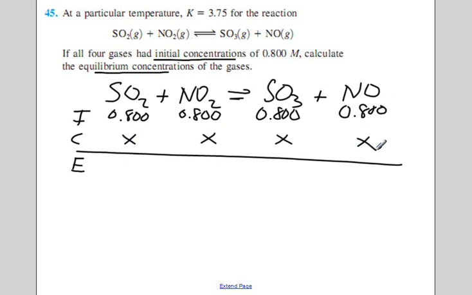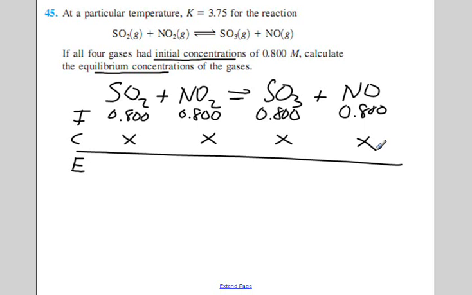But where do I now have a problem? You don't know which one's subtracting which one. Exactly. I don't know, is it minus x, plus x? Or is it plus, plus, minus, minus? In other words, what I don't know is the direction that the reaction is going, right? If it's going forwards, it's going to be minus, minus, plus, plus. If it's going backwards, the left-hand things will increase, plus, plus, and the two product guys will decrease, minus, minus. So I don't know the direction that the reaction's going. How do I determine that?